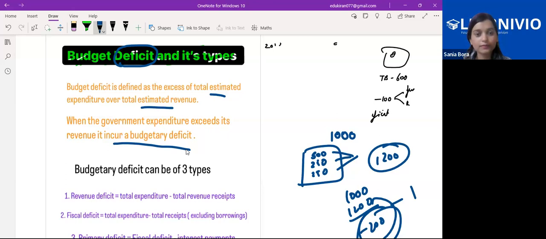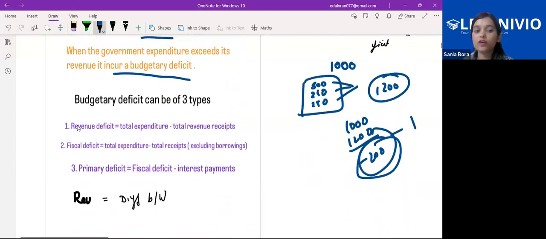Okay. Yes, ma'am. There are three types of budgetary deficit. First is revenue deficit, fiscal deficit, primary deficit. These are the formulas. From here you get the numericals. Okay. Revenue deficit, the formula is total expenditure minus total revenue receipt. Fiscal deficit is total expenditure minus total receipt excluding the borrowing. Primary deficit is fiscal deficit minus interest payment. So you just have to write it down. I'll explain it one by one. What is total expenditure? What is total revenue receipt? All this I'll explain.